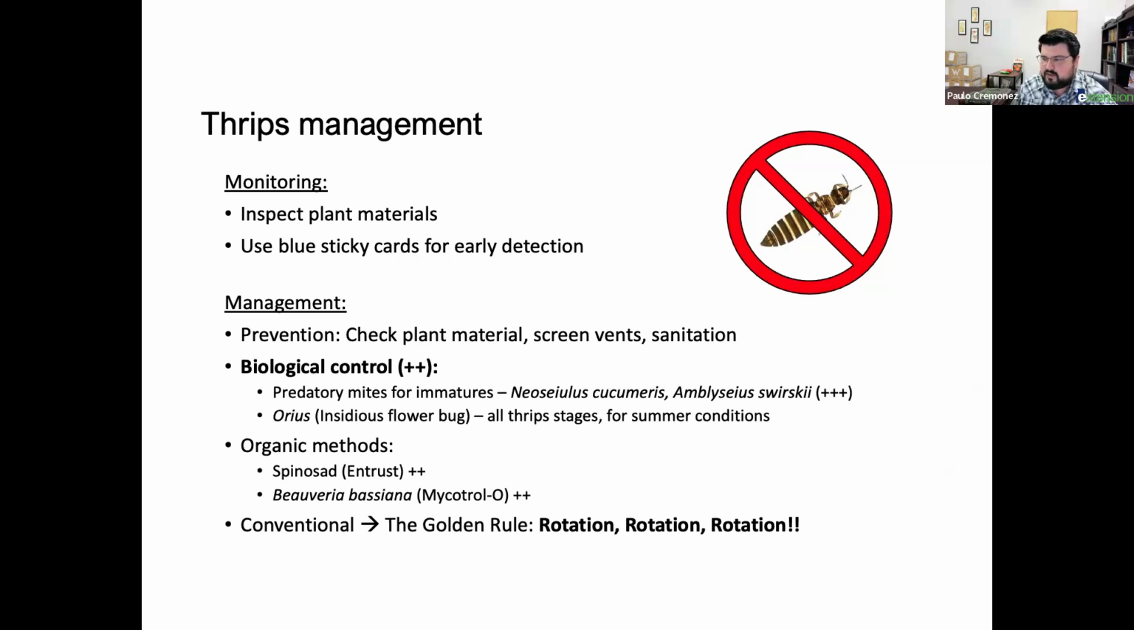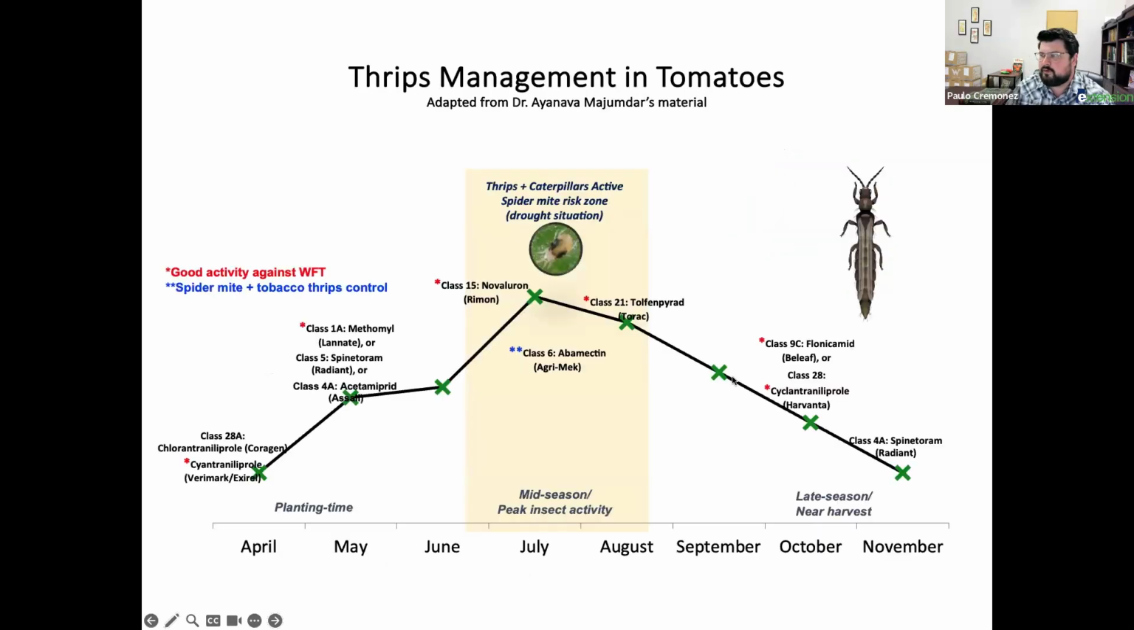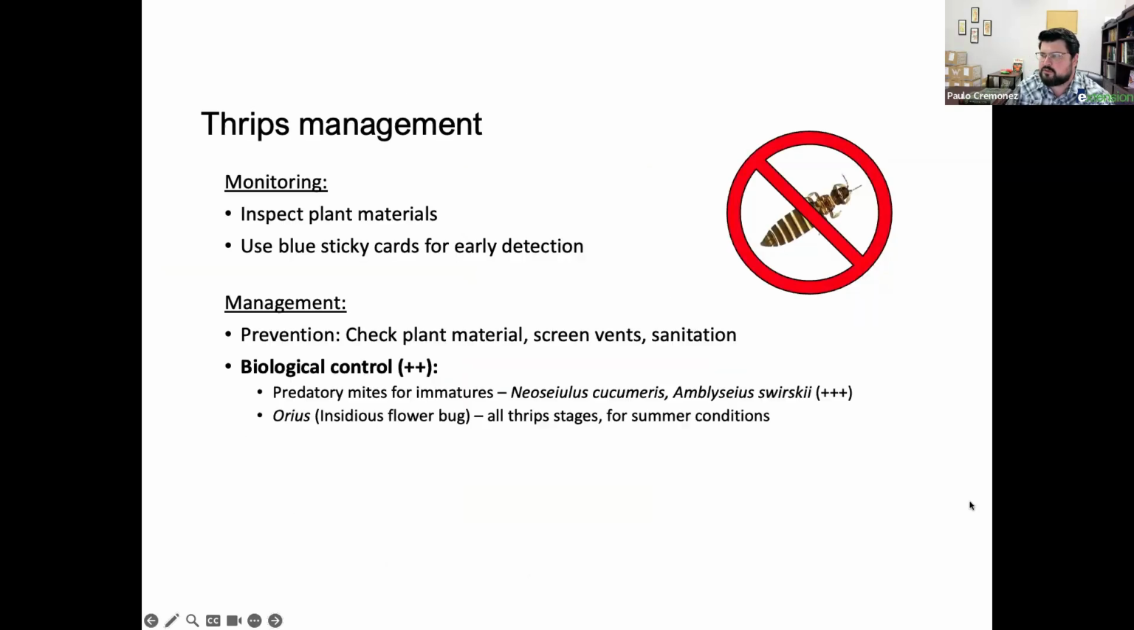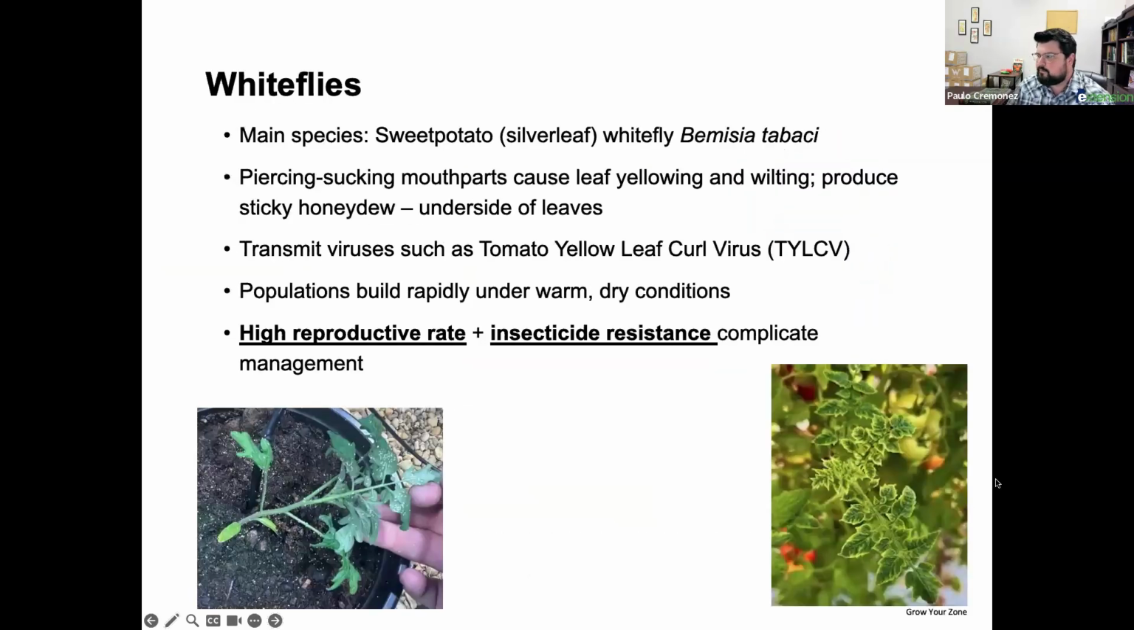And the pirate bug, or insidious flower bug, can also be used against all thrips stages in summer conditions. For organic methods, use of spinosad, like Entrust, is very good for that. And the fungus Beauveria bassiana, like Mycotrol O, is also very good. And again, for conventional, rotation, rotation, rotation. That's what you can recall from this management option here.